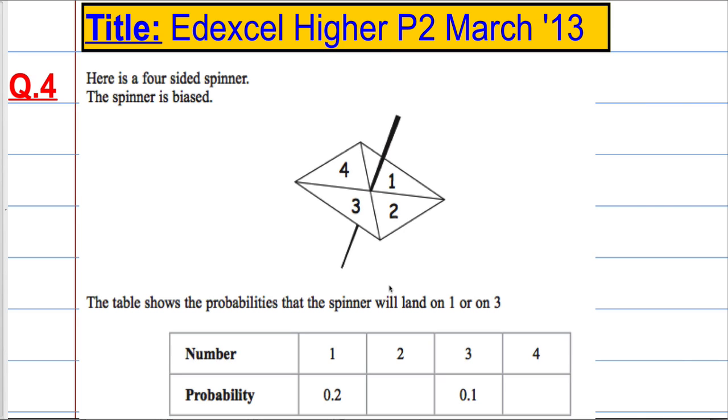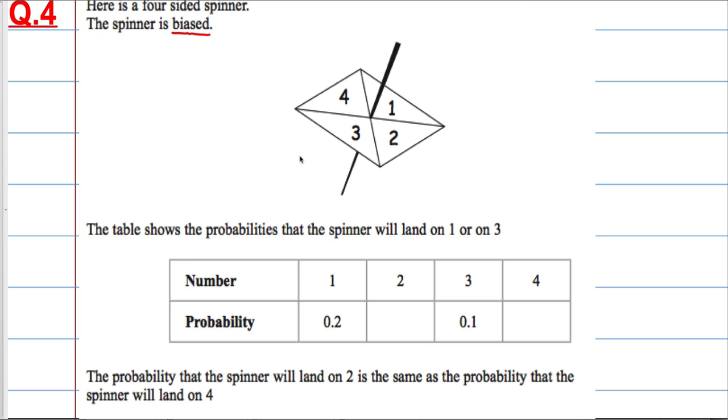Question 4, we're given a four-sided spinner and we're told that the spinner is biased. That means it might favour one of the numbers or two of the numbers as opposed to the others. So it's not a fair spinner, which means it's not equal probability. We're given a table and it shows the probabilities that the spinner will land on 1 or on 3, so we can see that here.